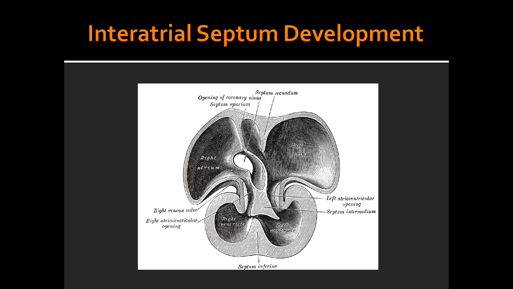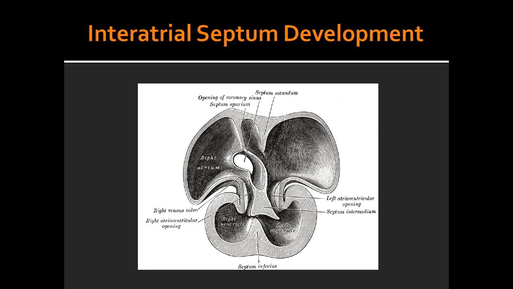Interatrial septum development. What is happening on picture 1 of the interatrial septum development? In picture 1 here, you see foramen primum narrows as septum primum grows towards the endocardial cushion. What is happening on picture 2 of the interatrial septum development? In the second image here, you see perforations in the septum primum, and this will form the foramen secundum.